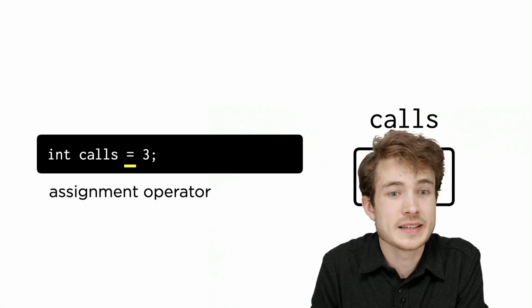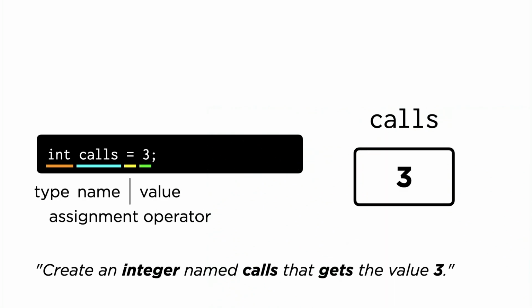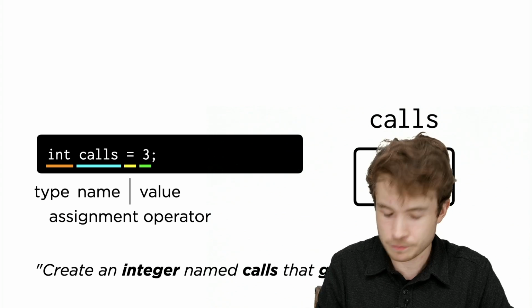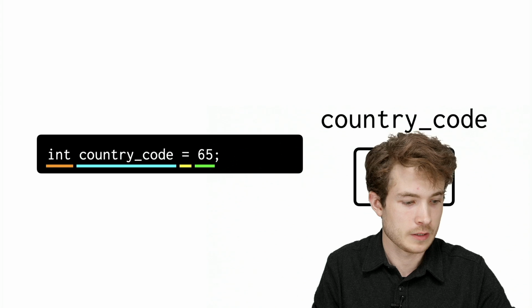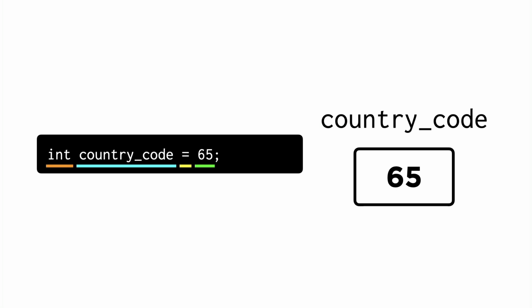And if we wanted to read this in terms of just plain old English, we could do so a bit like this. We could say we're going to create an integer named calls that gets the value 3. So now that we've seen this overview of variables, and in this case types as well, I want to ask you a question. Let's say I give you this variable here, a variable called country code, and it looks a bit like this on the right. I'm curious, how would you read the code on the left-hand side in plain English? Based on what we saw before, how might you read the code on the left-hand side? What exactly are we doing here?